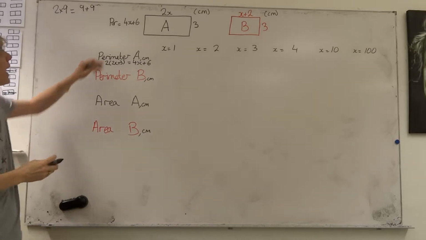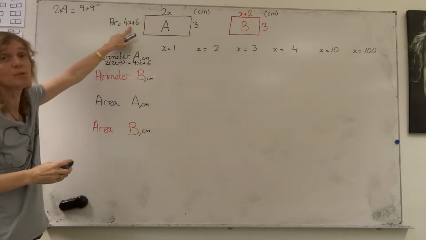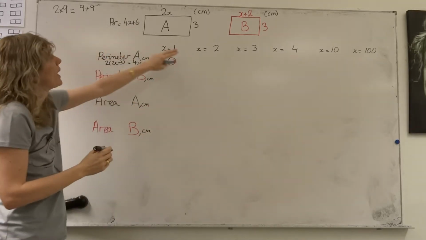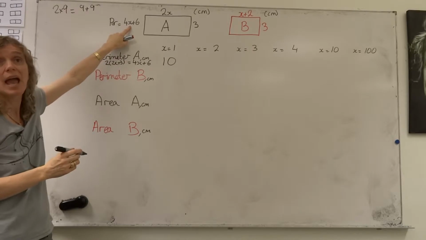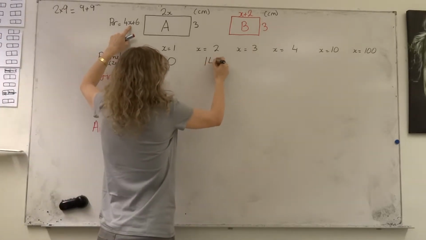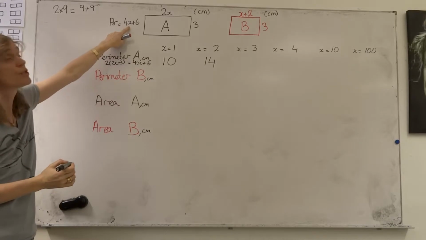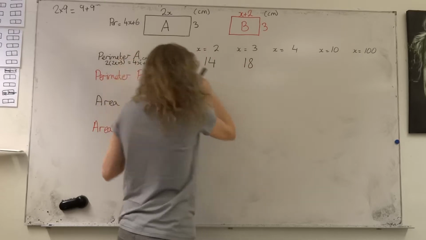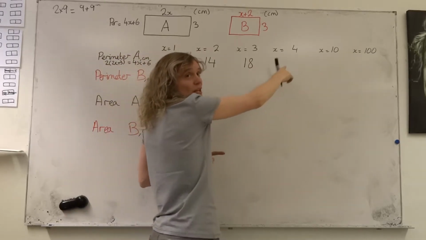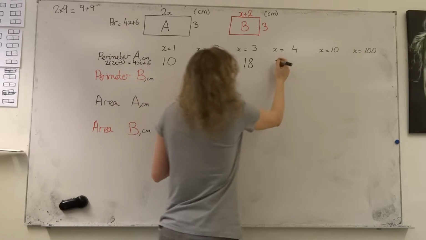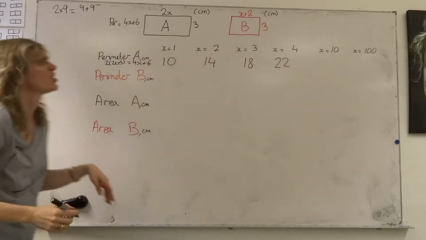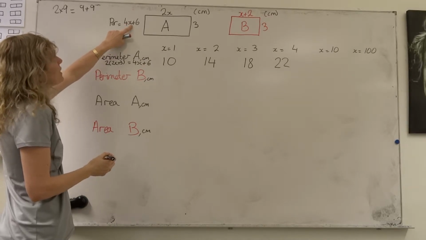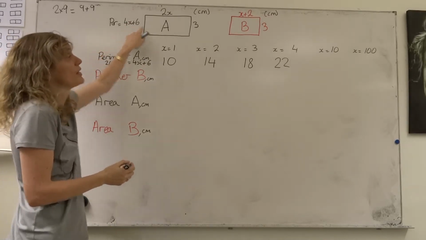What perimeter do we get when x equals 1? Well, 4 times 1 would be 4. 4 plus 6 is 10. When x is 2, 4 times 2 is 8. 8 plus 6 is 14. 4 times 3 is 12. 12 plus 6 is 18. So here we can see that there's a pattern, isn't there? It's just plus 4 each time. So without even calculating, we could see 22 there. Let's just double check it. 4 times 4 is 16, plus 6 is 22, yes.